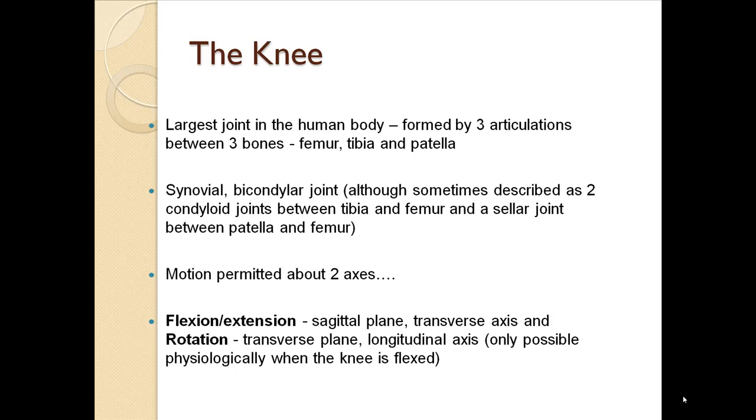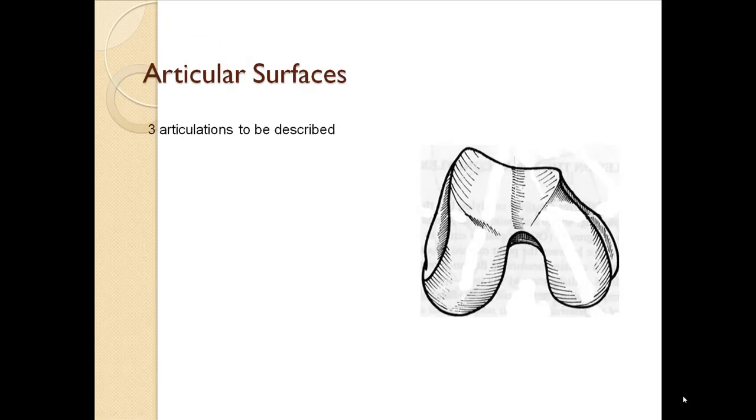So as we move from a flexed position to an extended position, the tibia will externally rotate in the terminal phases of knee extension. This is a mechanism known as the locking mechanism and is brought about by tension in the ligamentous structures. Okay, so when describing the articular surfaces of the knee joint, there are three articulations that need to be described: the medial and lateral tibiofemoral joints and the patellofemoral joint.